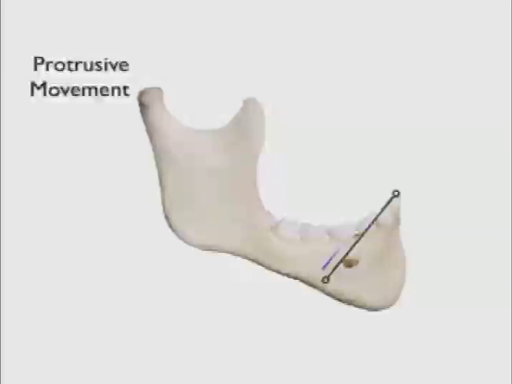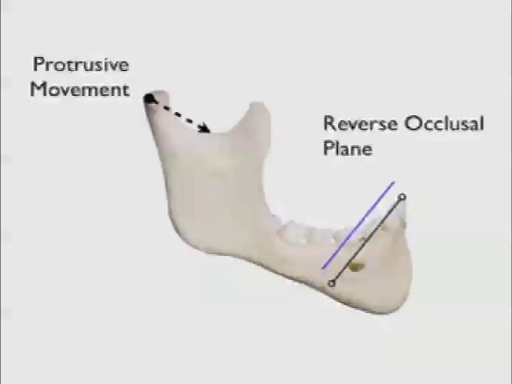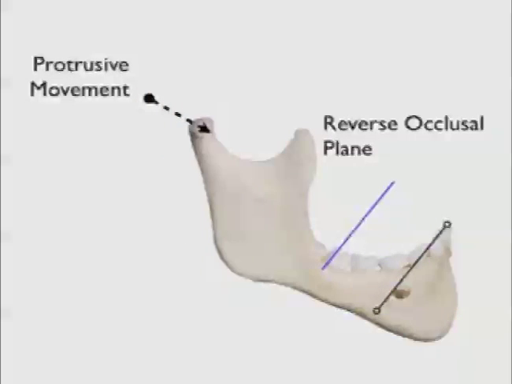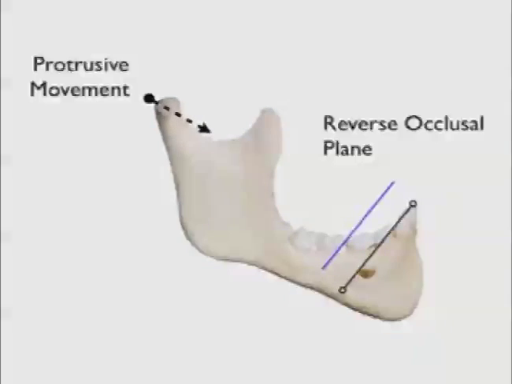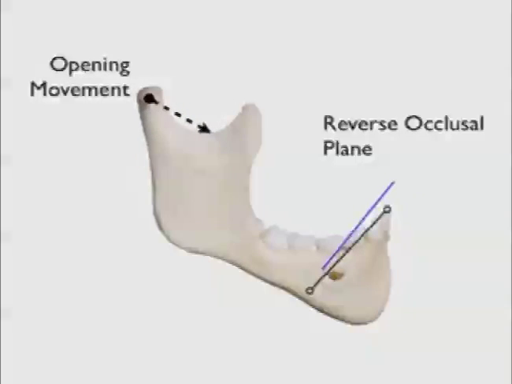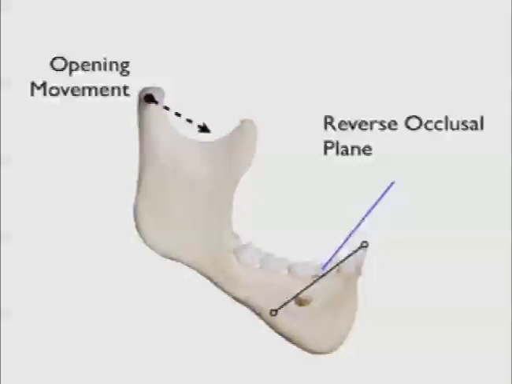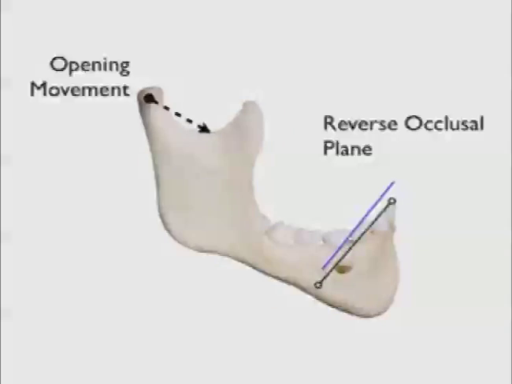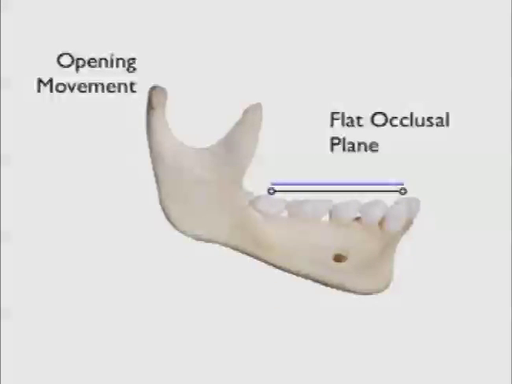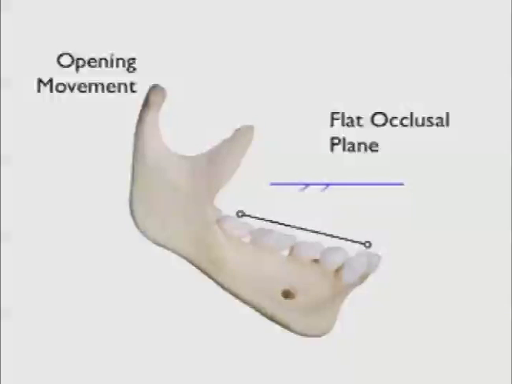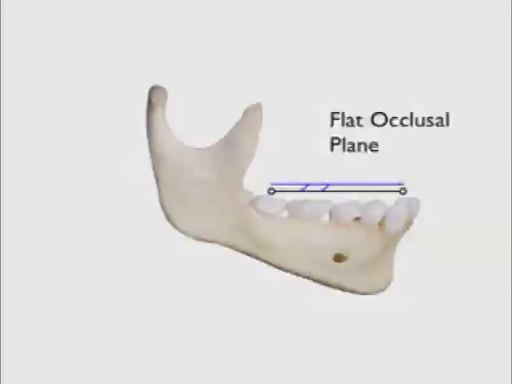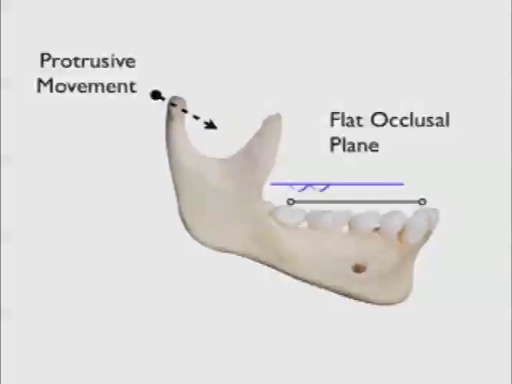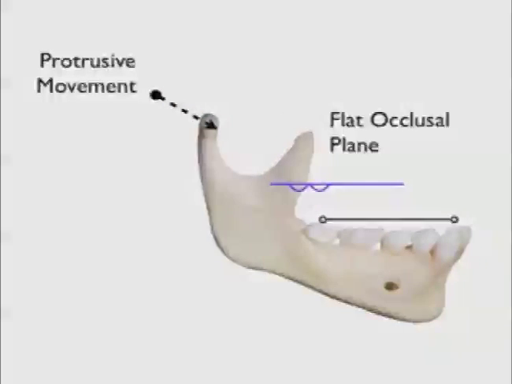If we take the extreme opposite of that, a reverse plane of occlusion, I expect to see excellent disclusion in a protrusive movement, but I expect to see very poor disclusion during an opening movement. So what we'd like to do is create a fairly level plane of occlusion or a slight plane of occlusion for aesthetics, so we get disclusion during opening movement, which sets up the mesial inclines of the upper teeth, as well as disclusion in a protrusive movement, which sets up the distal inclines of the upper teeth.